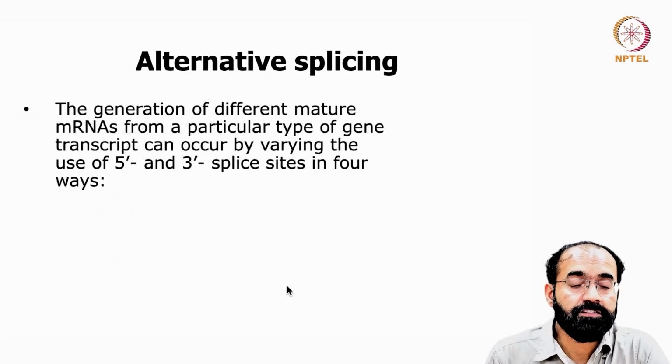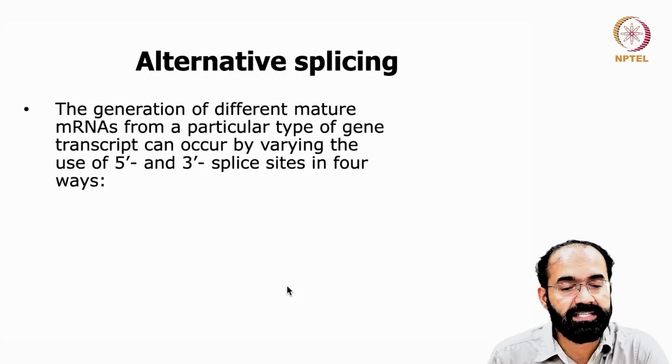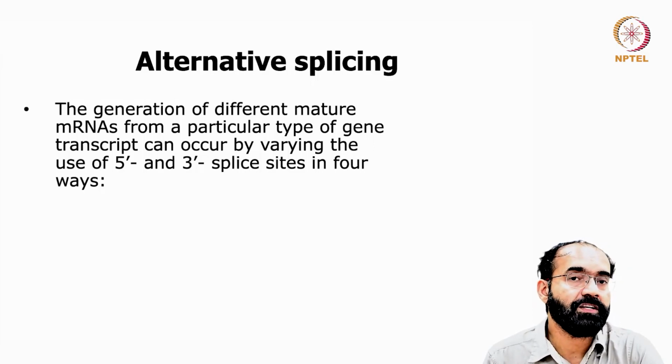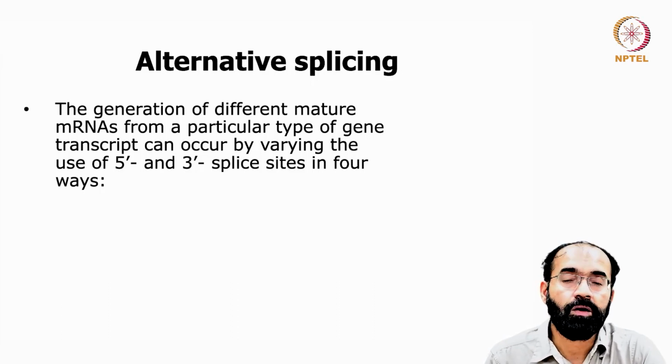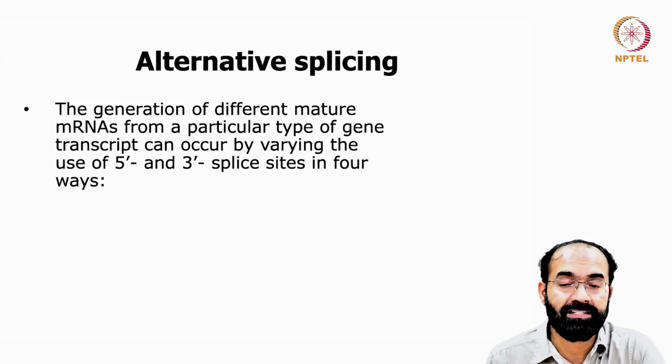So alternative splicing is basically the generation of different mature mRNAs from a particular type of gene transcript, which can occur by varying the use of 5' and 3' splice sites in four different ways. That means we know every intron has a 5' and a 3' end. Now there are different ways in which you can utilize them to enhance the diversity. Your goal is to enhance the diversity.